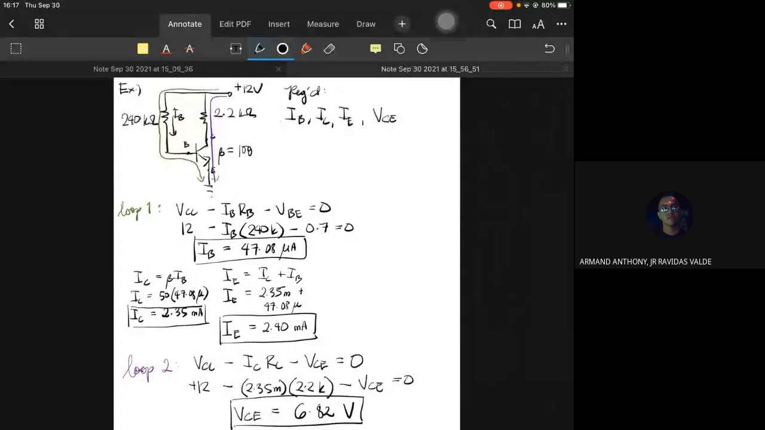So makauna answer, try to type your the values that you have. Value ni IB, IC, IE, and VCE. Type lang sa chat. Sige, for the next 5 minutes, mapasas mo atong time. Sige daw.